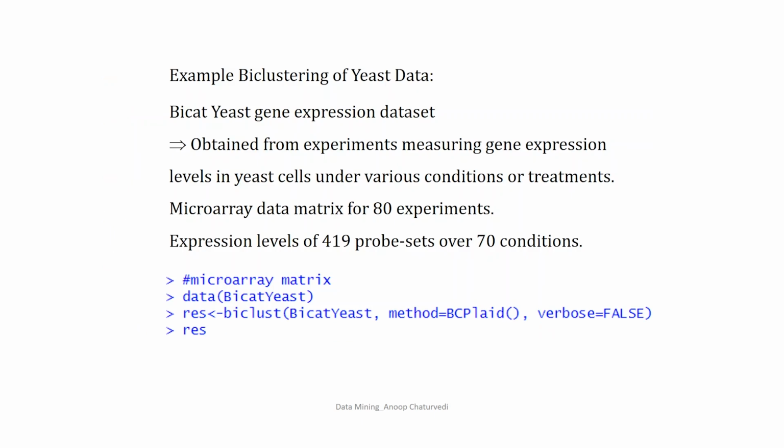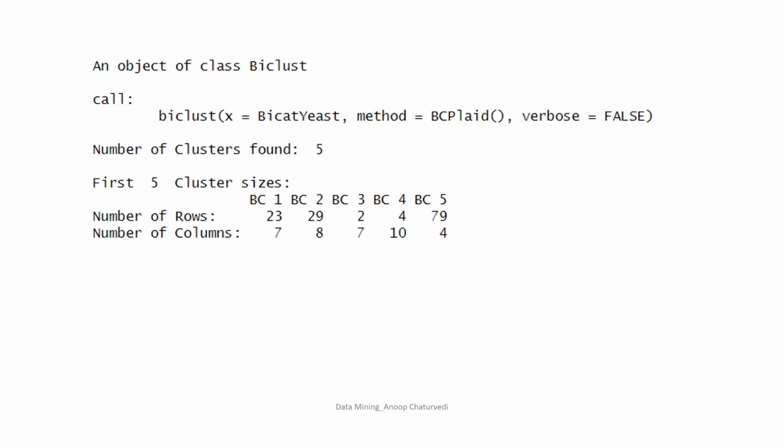Now we consider this example of biclustering of the yeast dataset. So we have the bicut yeast gene expression dataset, which is obtained from experiments measuring gene expression levels in yeast cells under various conditions or treatments. Further, this microarray data matrix is for 80 experiments. Then we have expression levels of 419 probe sets over 70 conditions. And then we have performed the biclustering for this yeast gene expression data set. And ultimately, it identifies 5 biclusters.